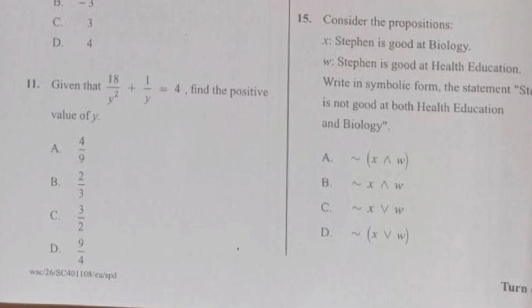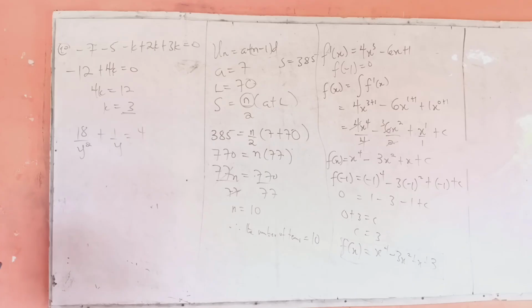Then question 11 says that given that 18 on y squared, this question has been done in one of my previous videos. So we have 18 on y squared plus 1 on y is equal to 4. And the question now says that we should find the positive value of y.